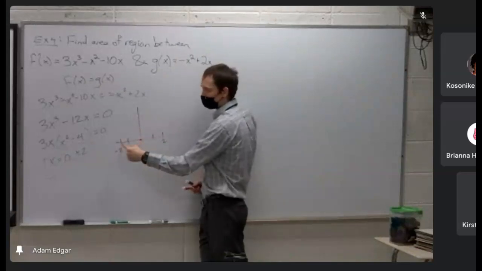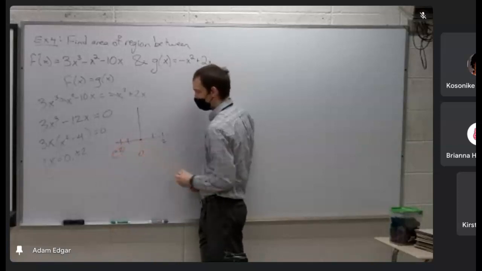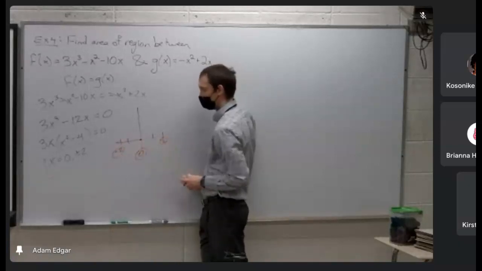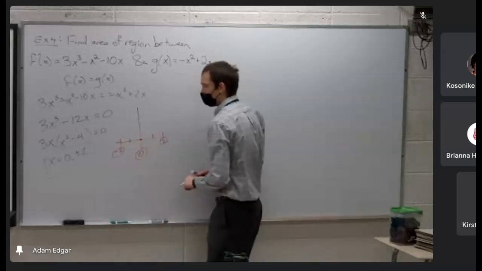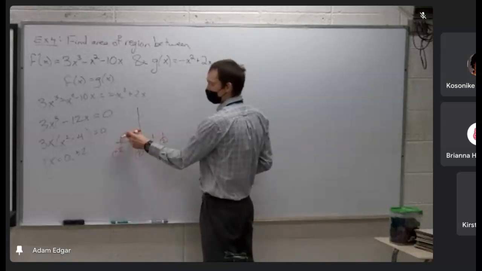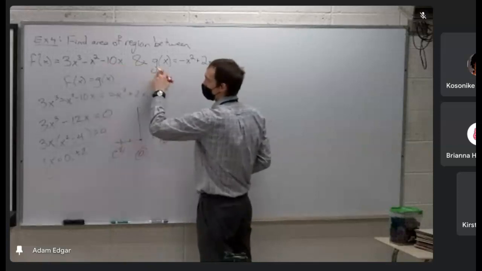So we know we intersect at negative 2. We know we intersect at 0. And we know we intersect at 2. So let's plug in negative 1. It's like doing the first derivative test. So check negative 1 and see who's on top over here. All right. So plug negative 1 into both of these, and who's higher?